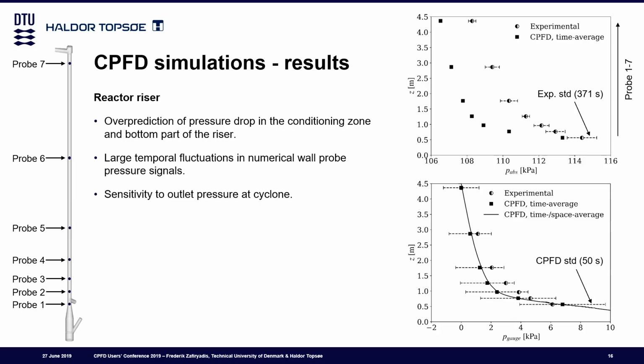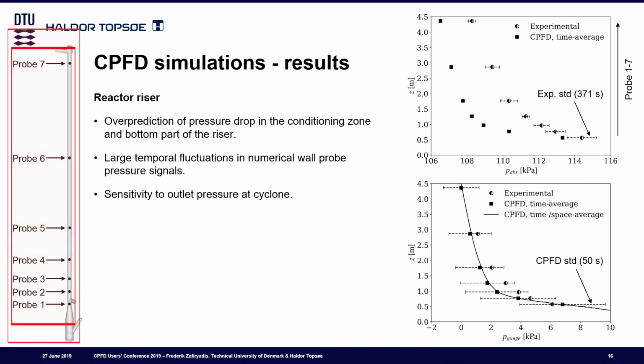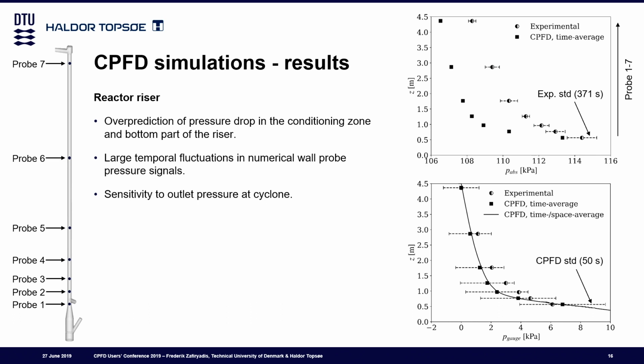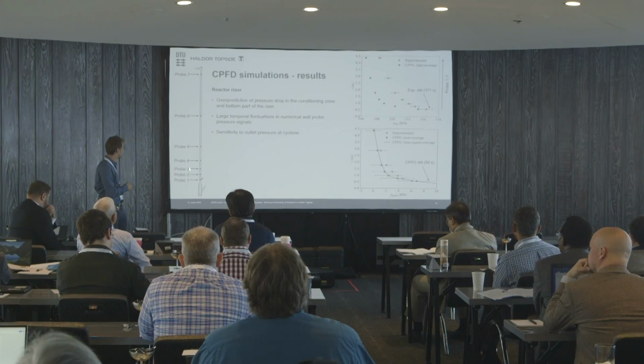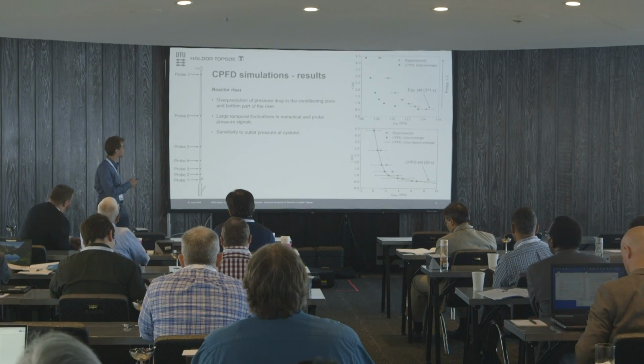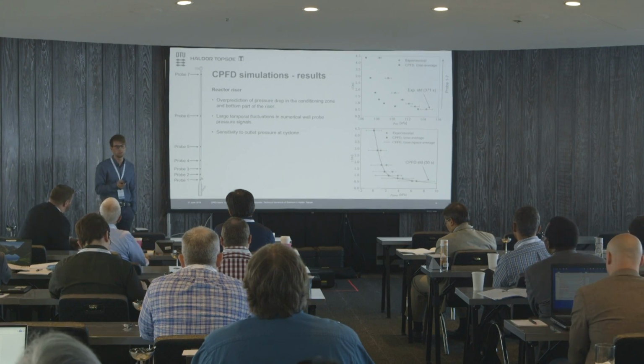If we look at some more quantitative data, we've been looking at pressure distributions across the system. I'm only going to talk about the riser because I don't have time to go into details with the bubbling bed. We are measuring the pressure at 7 different locations across the height. The riser is 4.5 meters tall and has a diameter of 60 millimeters, so it's quite small in diameter. We're measuring at 7 different locations close to the wall, and we're doing the same thing in the CPFD simulations to have a one-to-one comparison.